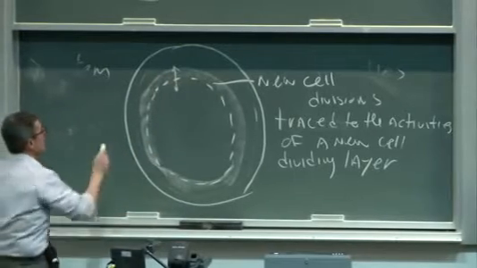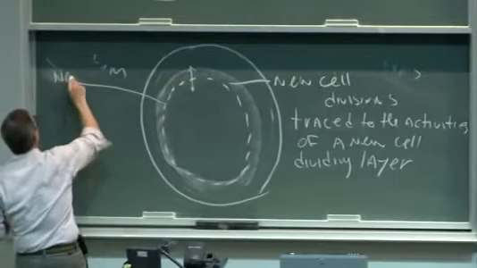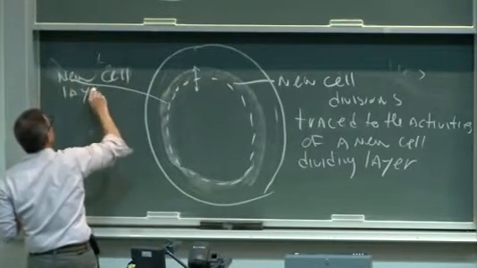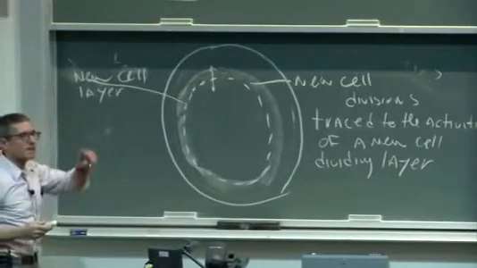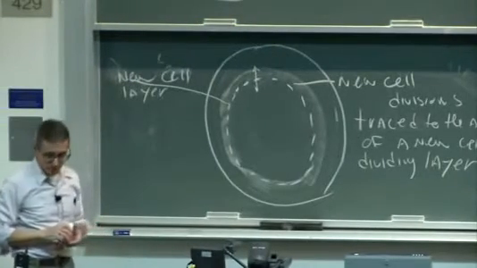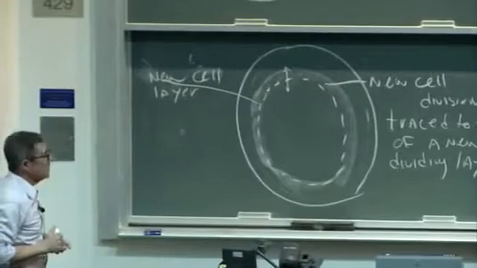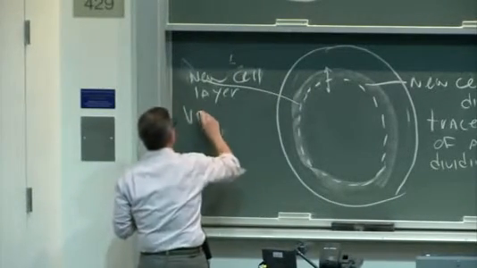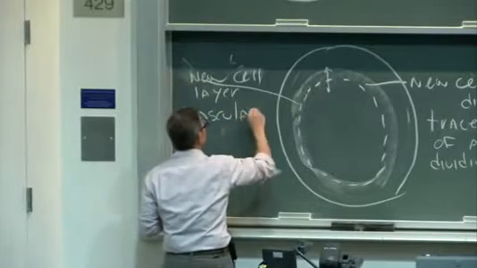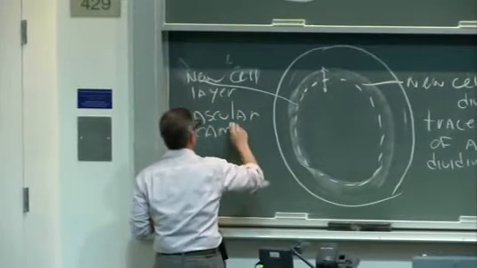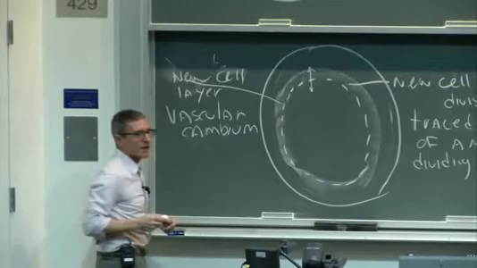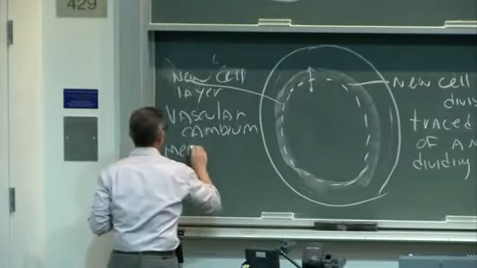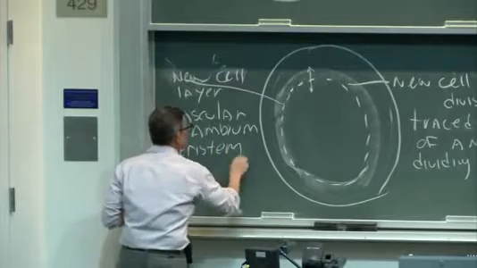This new cell layer is now formed, and it's a complete circle around the stem. This new cell layer is called the vascular cambium. And it is a meristem because it is giving rise to new cells.